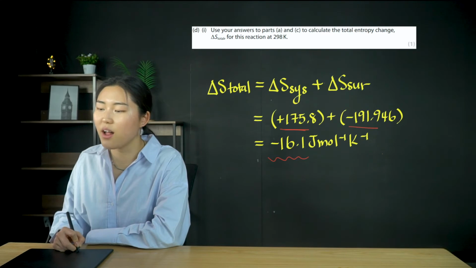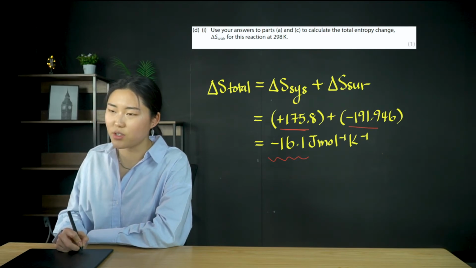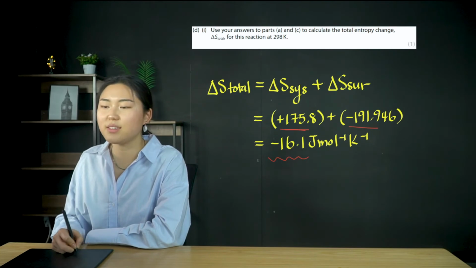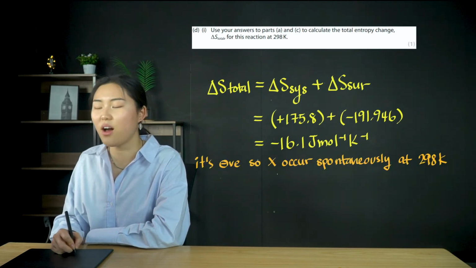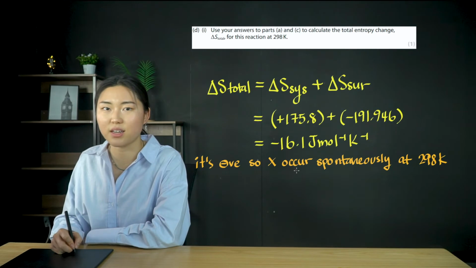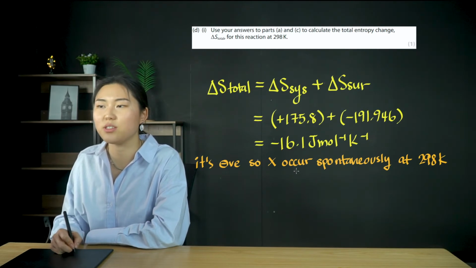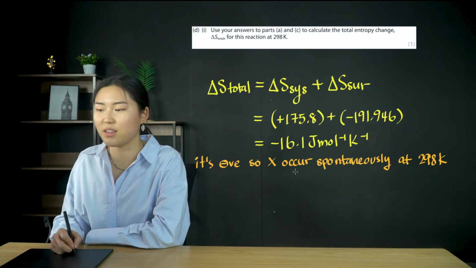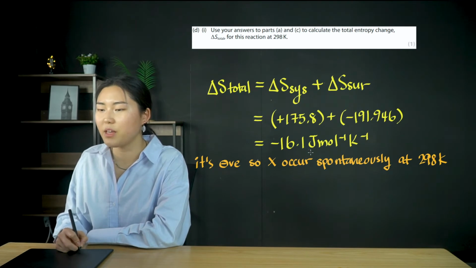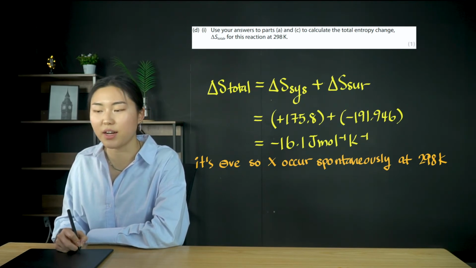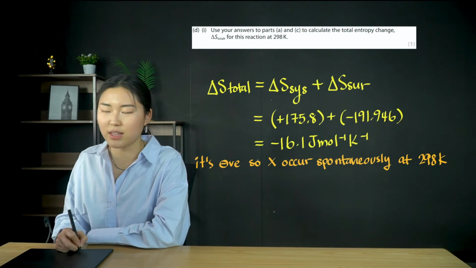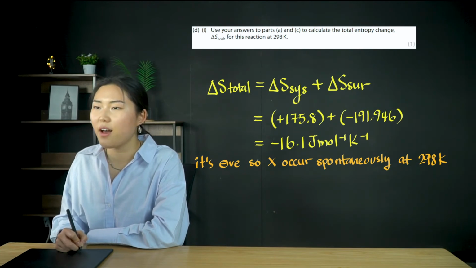And what can we tell from a negative value of the total entropy change? It's negative, right? So it's not going to occur spontaneously at the specified temperature, which is 298 K in this example, okay? If it's positive, it's feasible, right? But if it's negative, it's not feasible, okay?